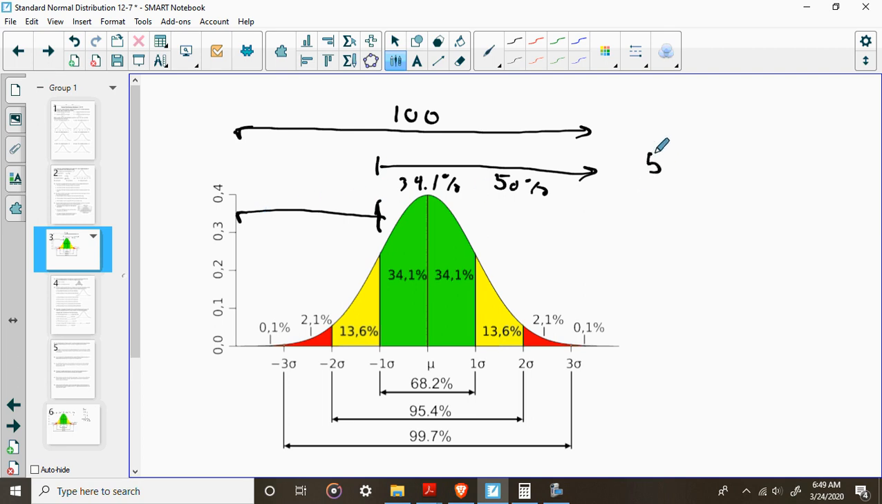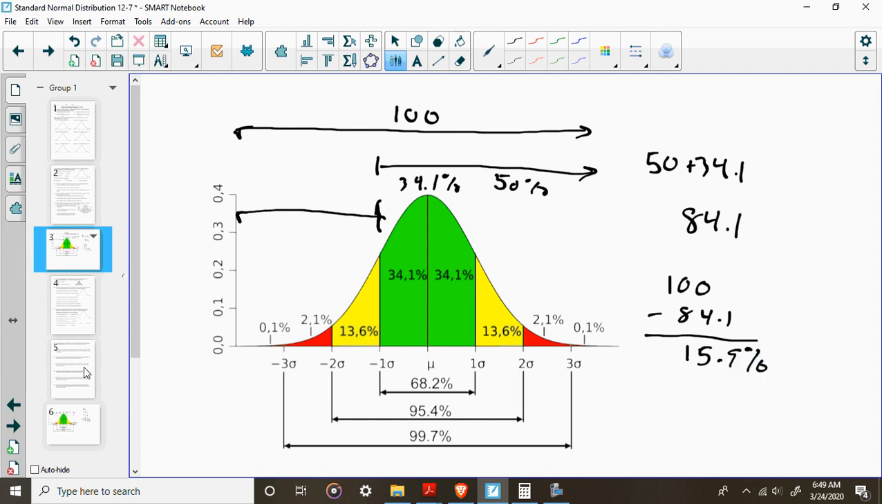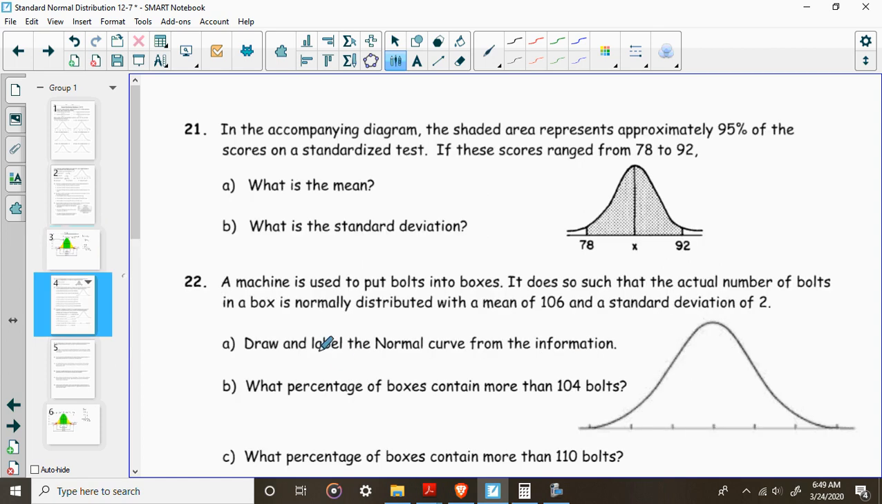So again, 50 plus 34.1, that's going to be 84.1. And 100 minus 84.1, again, you can use your calculator if you need to, is going to be 15.9%. Okay, and again, that's 13.6, 14, 15.7, 15.8, which leaves you a little shortchanged. So again, we found this side, subtracted it from 100%, and we got 15.9%.